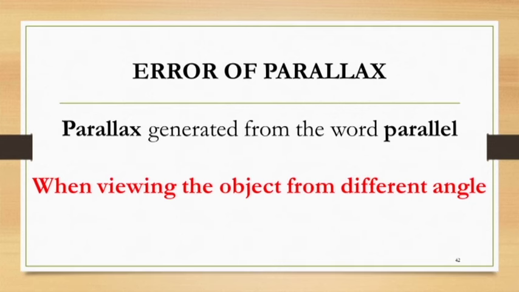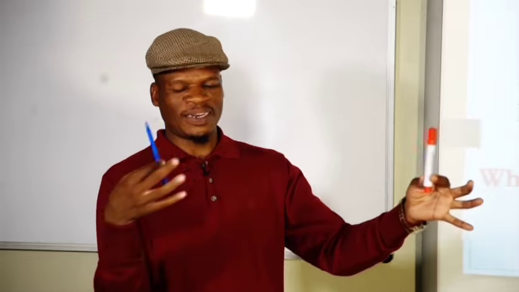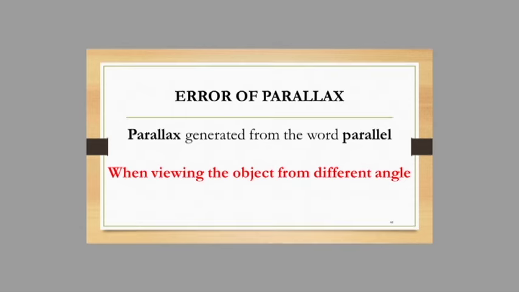Then an error of parallax is when you are viewing two objects which are parallel to each other, but you are viewing them from a different angle. So if you have got a staff reading and a damping level, but you are viewing it from a different angle, that is going to give you an error of parallax.